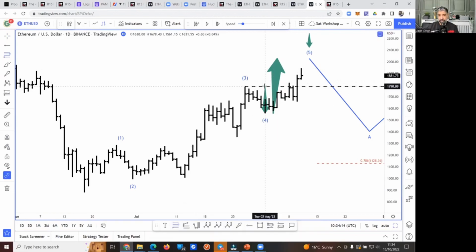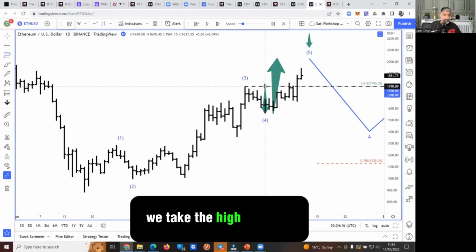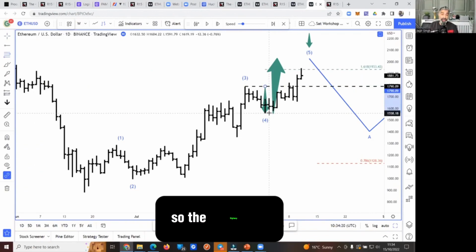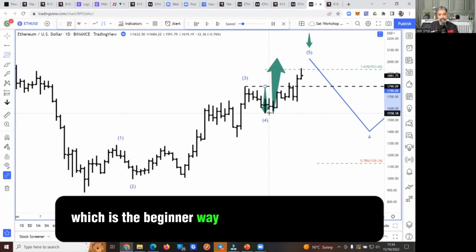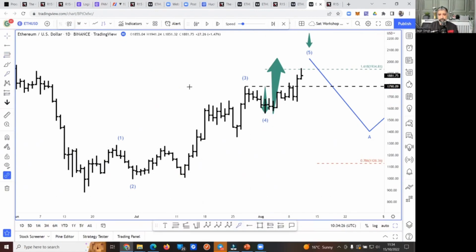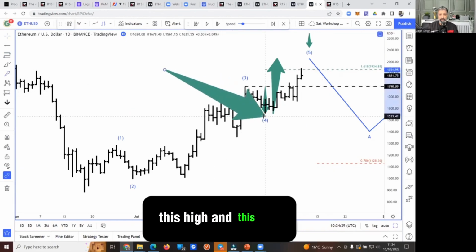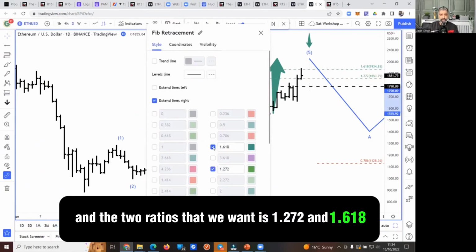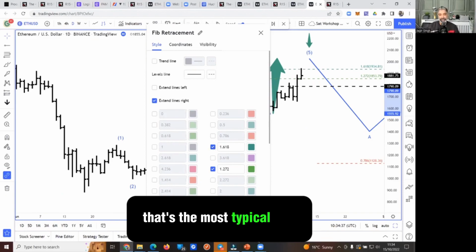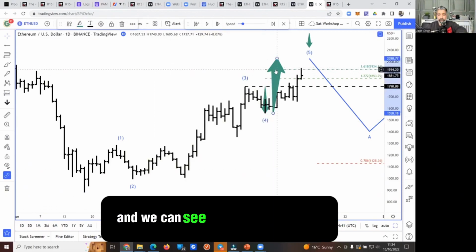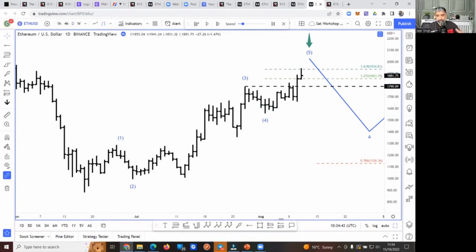And what we simply do is we take the retracement function, which on TradingView is called Fib retracement. We take the high of wave 4 and the low of wave 4. So the high of wave 3, which is the beginning of wave 4, and the low of wave 4. So basically this high and this low. And the two ratios that we want are 1.272 and 1.618. That's the most typical wave 5 extensions. And we can see we are in that range.